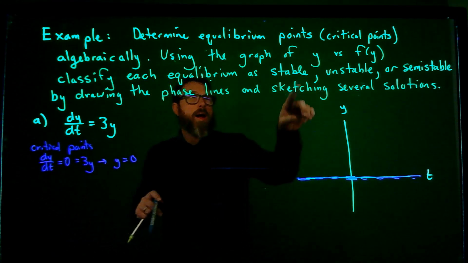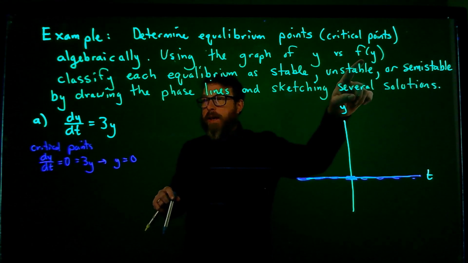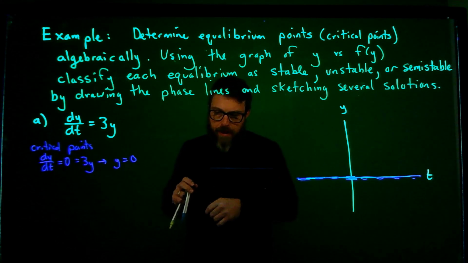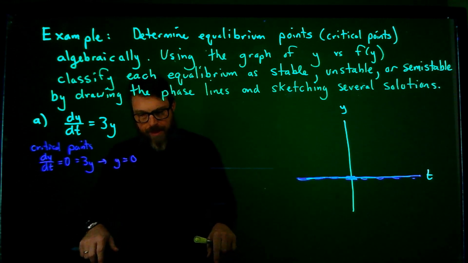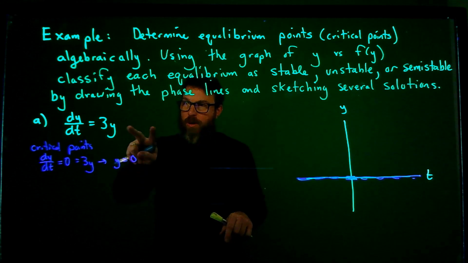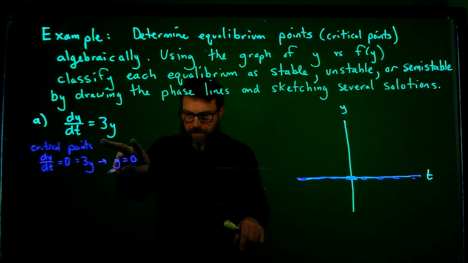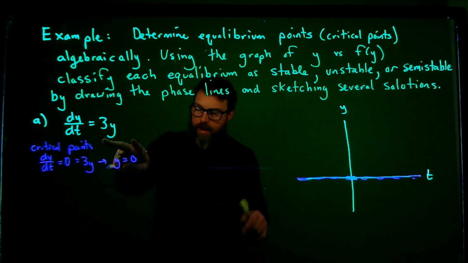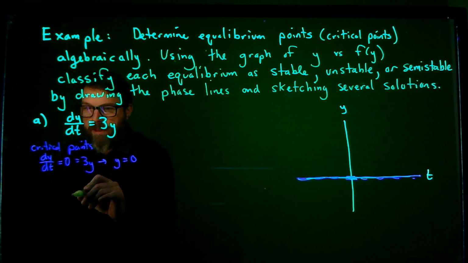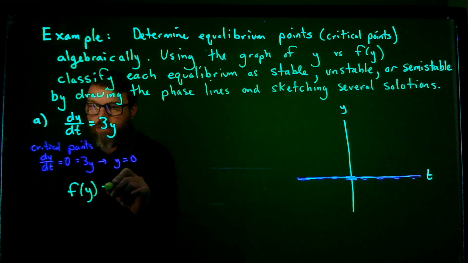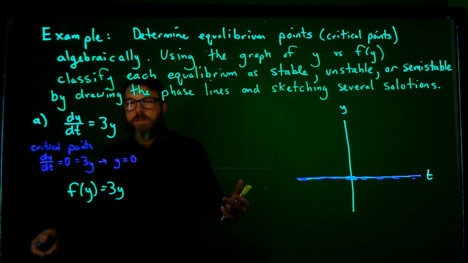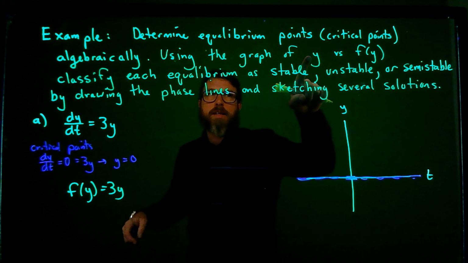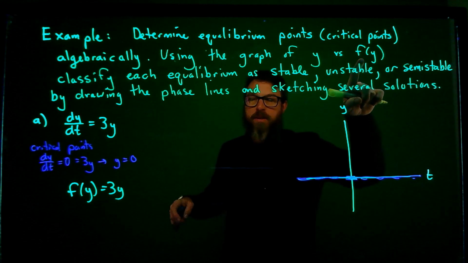Now it says to graph y versus f of y, and what I mean by that is I want to graph this function, where this is our y and then f of y, so f of y is equal to 3y. That's what I mean by graphing this. With f of y versus y, I'm going to treat this as the independent variable, and this as the dependent variable, and I want to graph this.